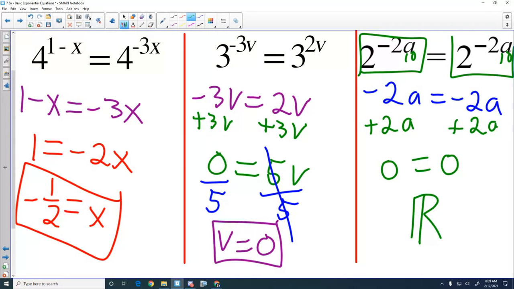Right? I'd have negative 2 to the negative 20 equals 2 to the negative 20. Same thing. I could plug in 2 billion for a. They'd both be the exact same thing. So basically that means it doesn't matter what I plug in for a. Any number is going to work. There's any number I can plug in for a, and that'll be the correct solution. It'll make it a true statement.